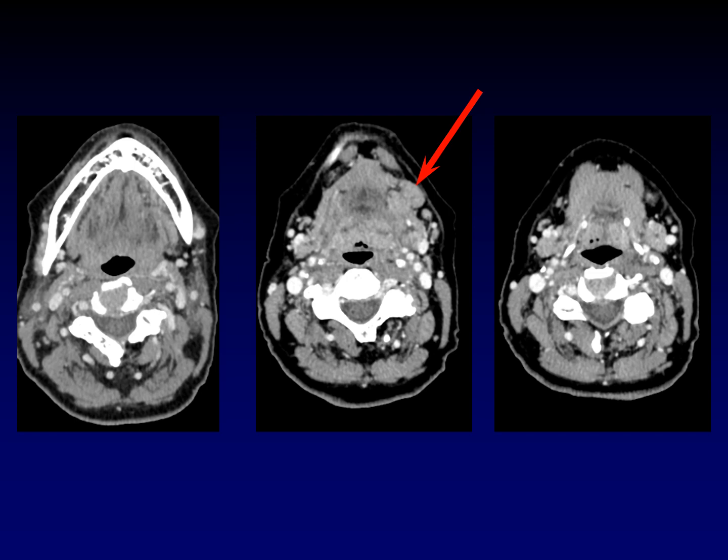Everything about this mass just screams salivary tissue. It's got the same texture as salivary tissue. It's got the same density as salivary tissue. It's enhancing the same as salivary tissue. It looks like salivary tissue, but it's not in the right location.